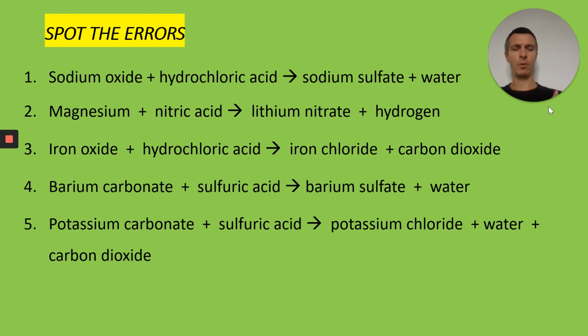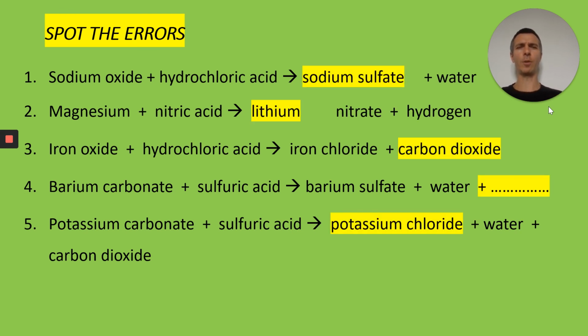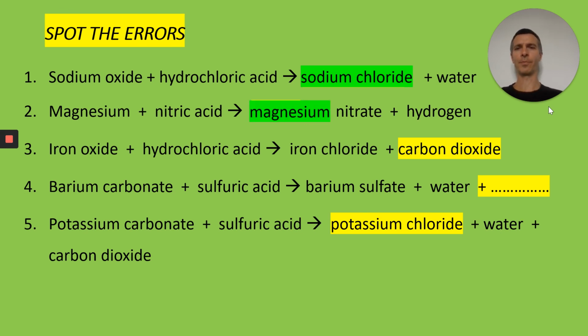All right, let's have a look through some answers then. So the first one, you would not make sodium sulfate. You would make sodium chloride because you're using hydrochloric acid. Second one says lithium there, but you are reacting it with magnesium, so you wouldn't make lithium nitrate. You make magnesium nitrate. You can't make lithium if you start with magnesium. That's impossible. The next one, we've got iron oxide, and reacting an oxide with an acid of course doesn't make carbon dioxide, that makes water.